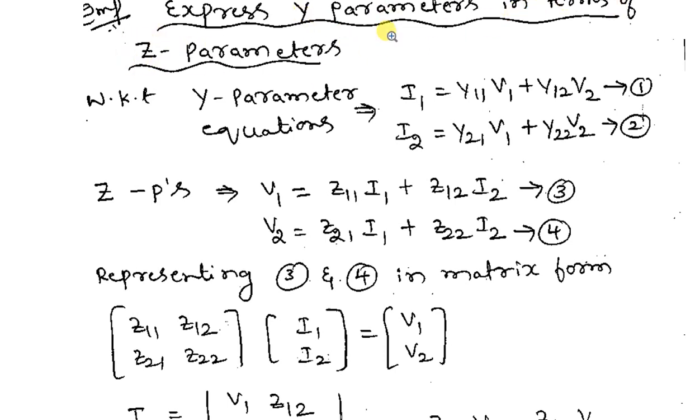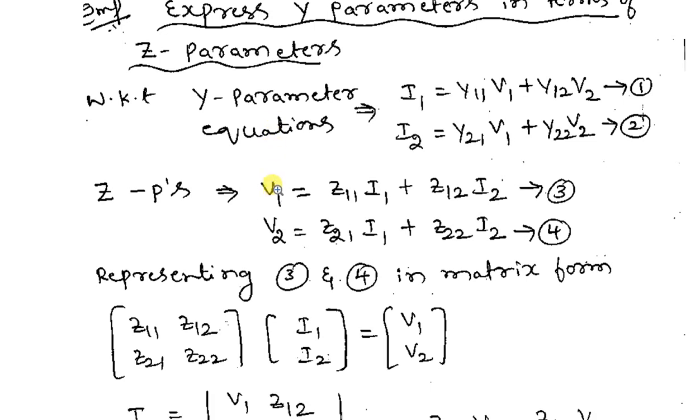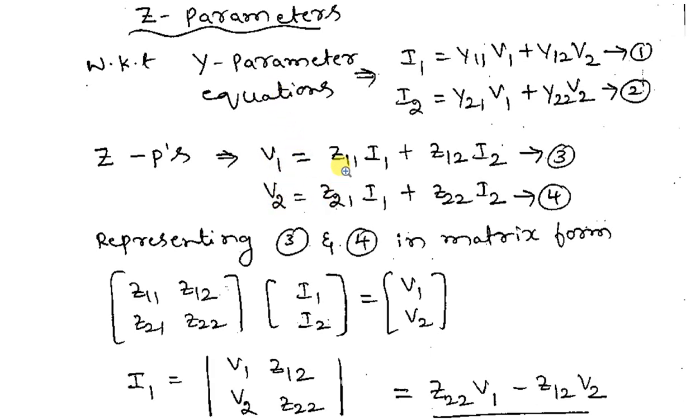That you have to remember. In terms of Z means you have to rewrite this in the form of a matrix. So equations number 3 and 4, you have to rewrite in the matrix form.